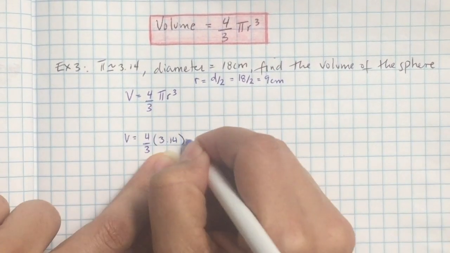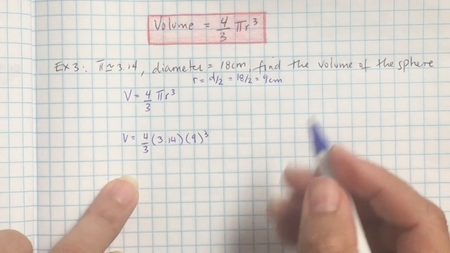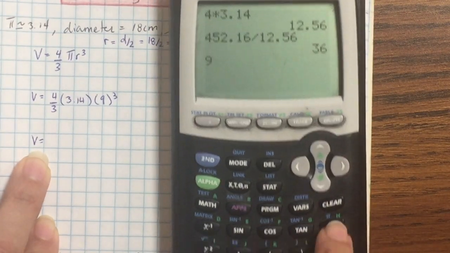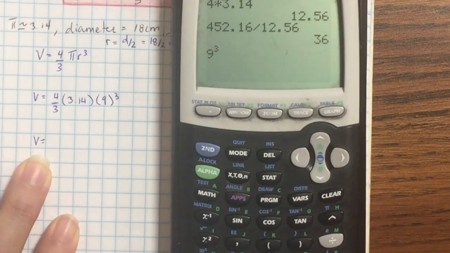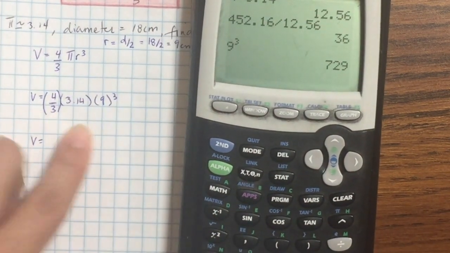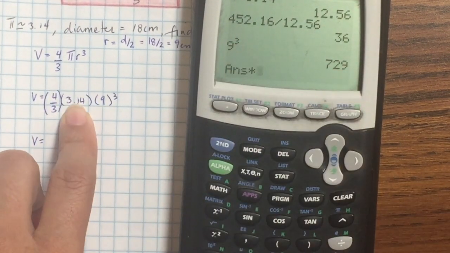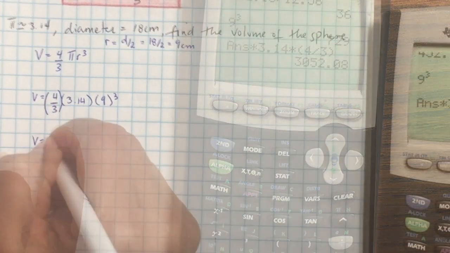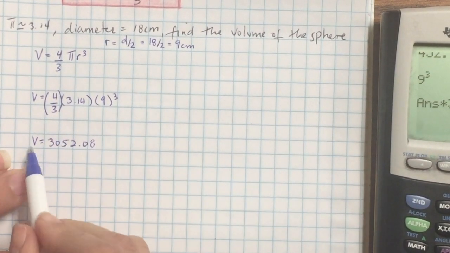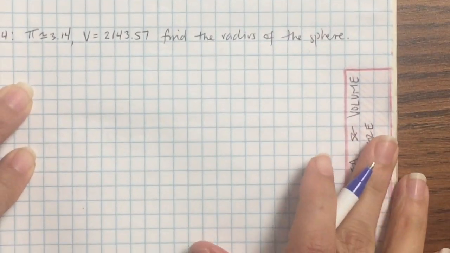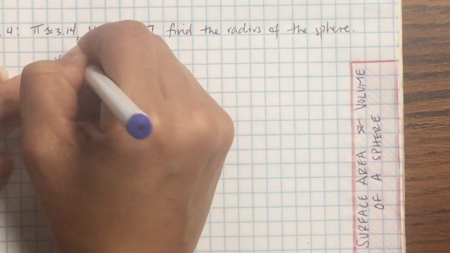This is a listening check. Box example 3. Cubed. And then you're going to put that in the calculator. I'll start off by putting 9 cubed. Up arrow right underneath the clear will make it go up there. And then you can put the number 3. Okay, times, and I'm going to put that in parentheses, 3.14 times parentheses 4 divided by 3. So the volume is 3052.08, I'm sorry, 3052.08 centimeters cubed because it's volume.